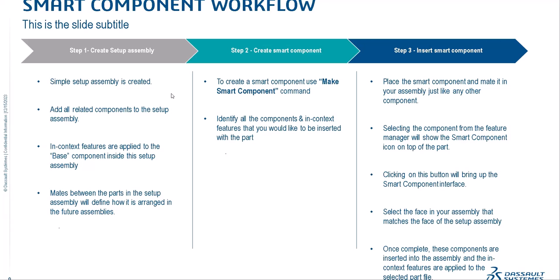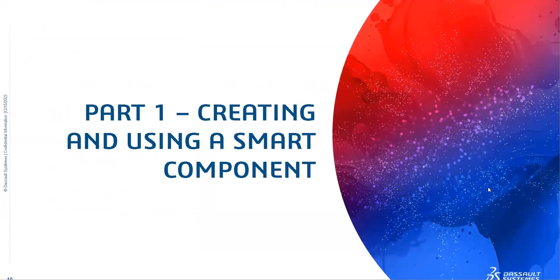And then when you insert the smart component into the assembly and mate it into place, you turn on the smart component functionality, and it will ask you, in the case of associated features, which face in your assembly corresponds to this face in the setup assembly? And then you would apply all of the mounting hardware, press OK, and now you have your smart component with all of the associated features and associated components assembled into your assembly. So let's get into what that means more in part one.